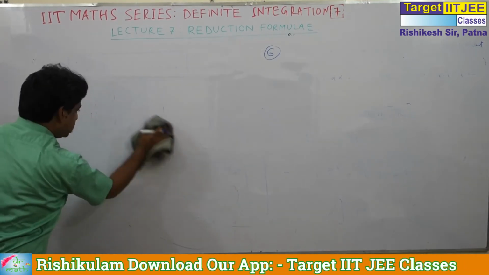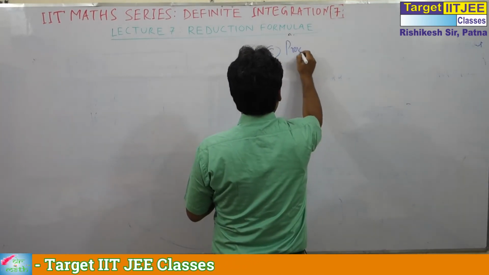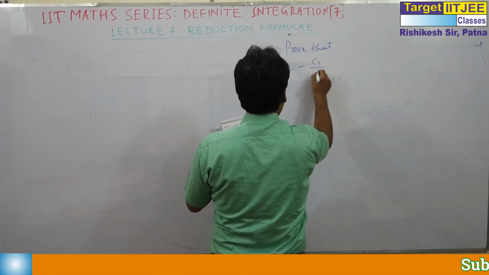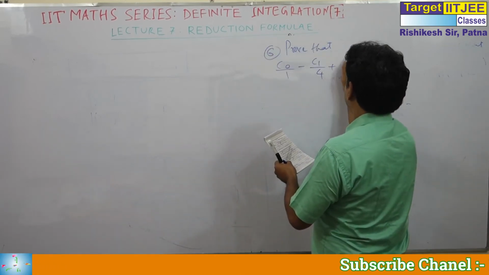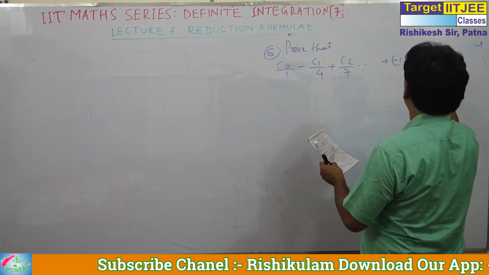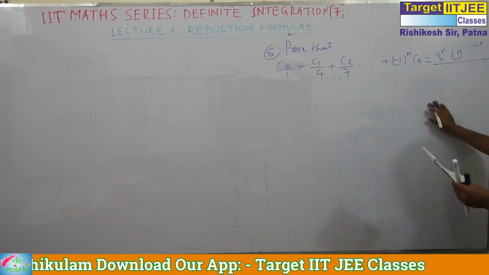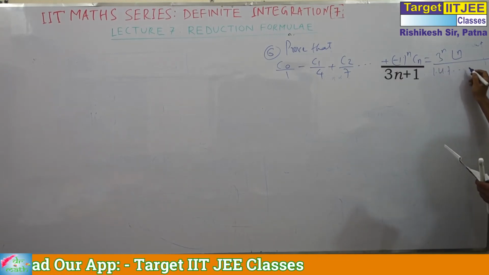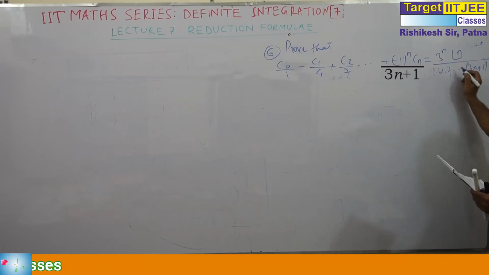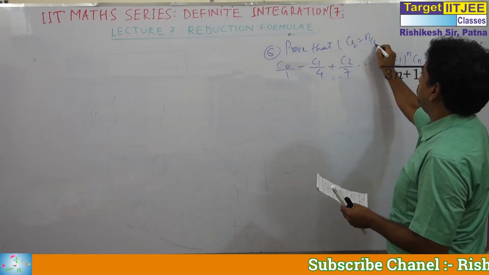See, the question is: prove that C naught by 1 minus C1 by 4 plus C2 by 7, plus minus, 1 to the power n Cn by (3n plus 1), is equal to 3 to the power n into n factorial divided by 1 into 4 into 7 up to 3n plus 1. And you know, actually Cr stands for nCr.